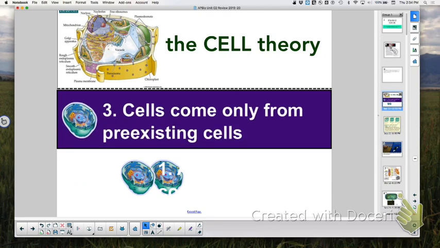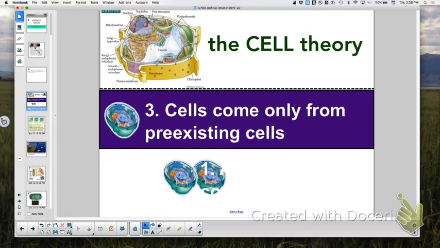What is that process if you're prokaryotic? Binary fission. If you're doing it for growth and repair, what might it be? Mitosis. If you're doing it for sexual reproduction, it might be meiosis. Good.